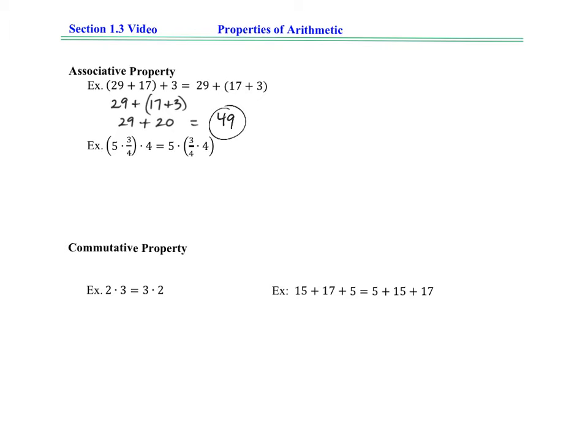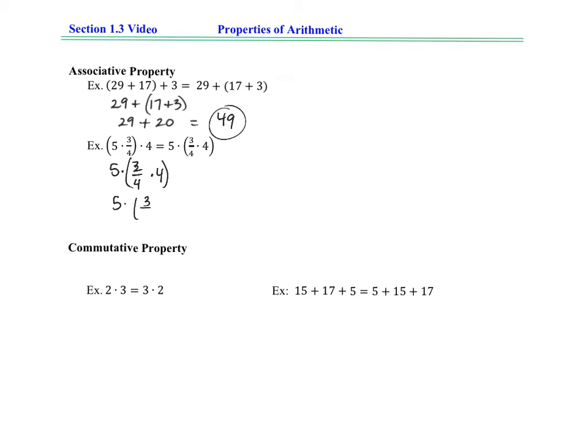Anyone want to do 5 times 3/4 in their head? Well, I'm sorry, but not me. So instead, whoops, that should be a 3. I'm going to do 5 times 3/4 times 4. I'm going to group my 3/4 times 4 and work on that.